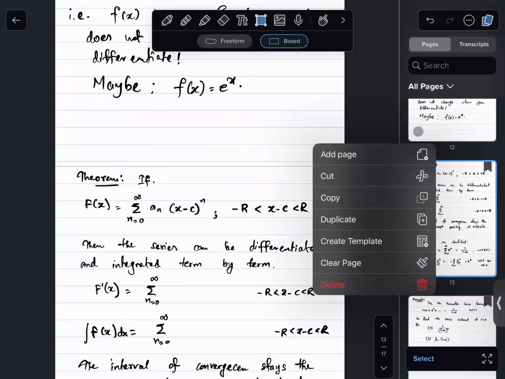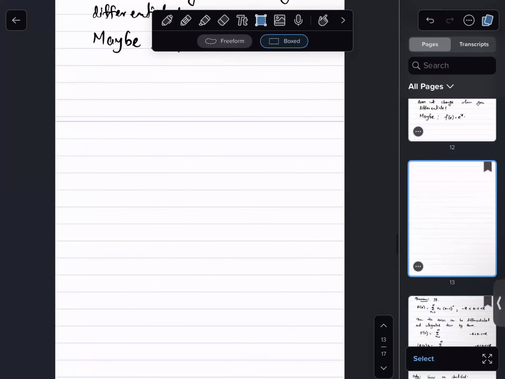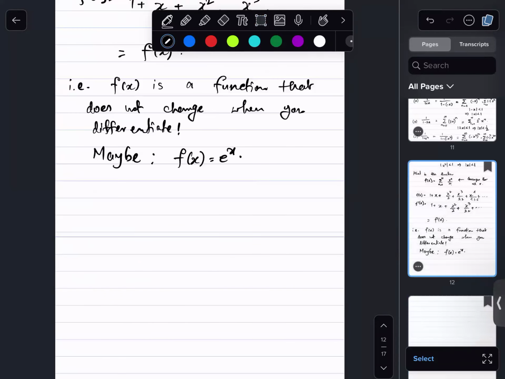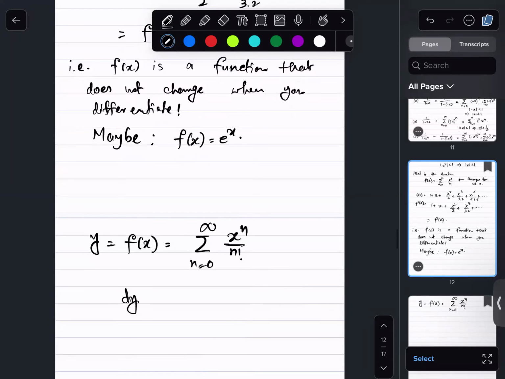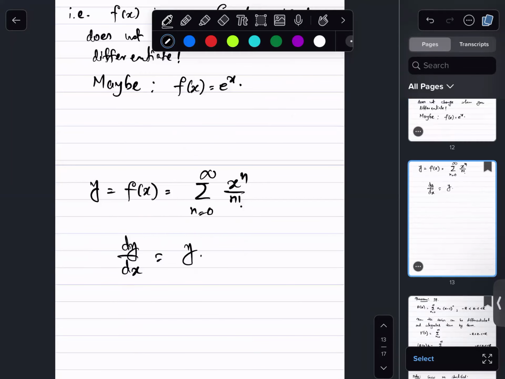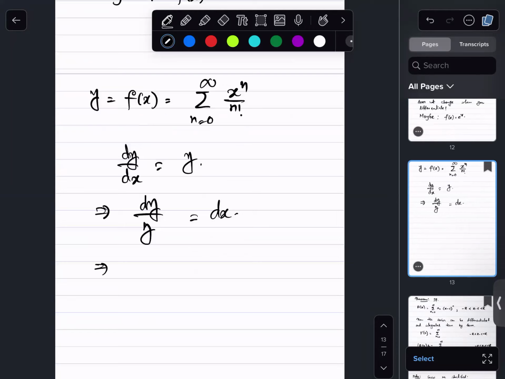Let me take one more page. What I know is, say y is f(x), which is the summation of x to the n over n factorial, starting from 0 to infinity. I know that dy/dx, when I take the derivative with respect to x, gives me back y again. That is the property we have seen before. This is nothing but solving the simplest kind of differential equation. This will be ln y equals x plus c. So y would be a constant times e to the x.